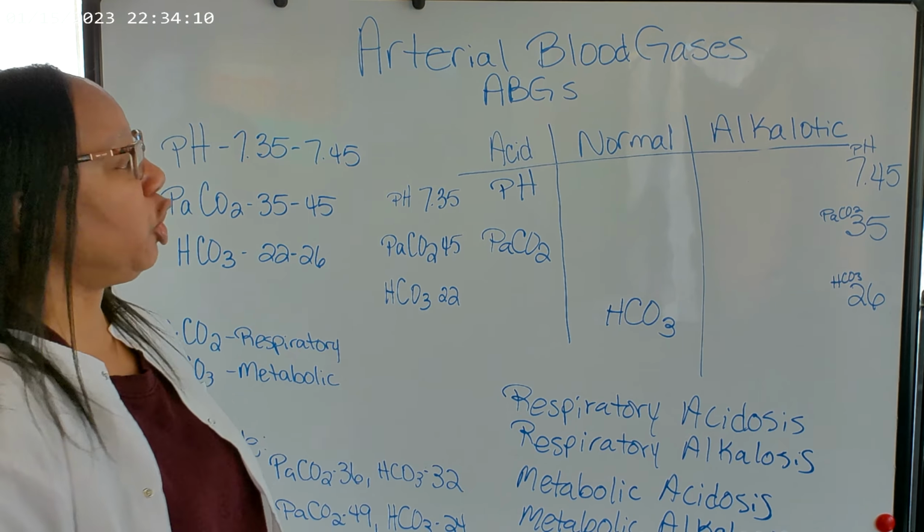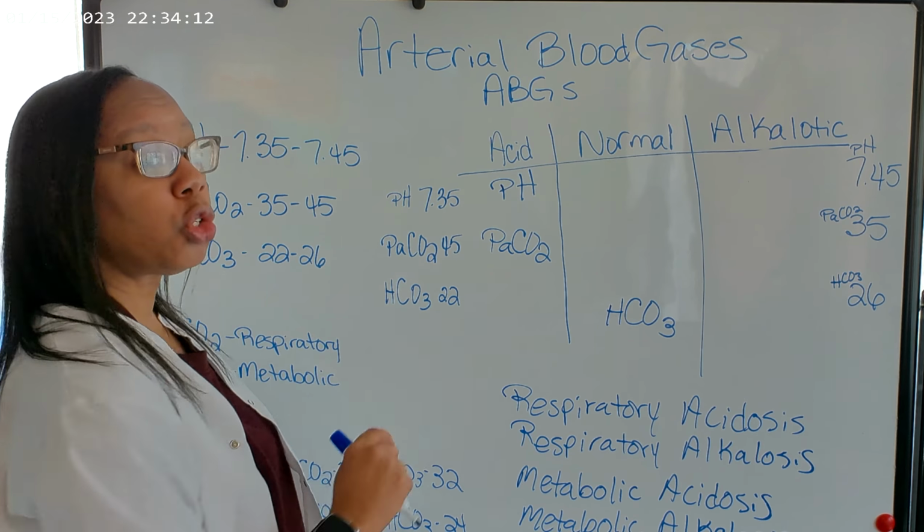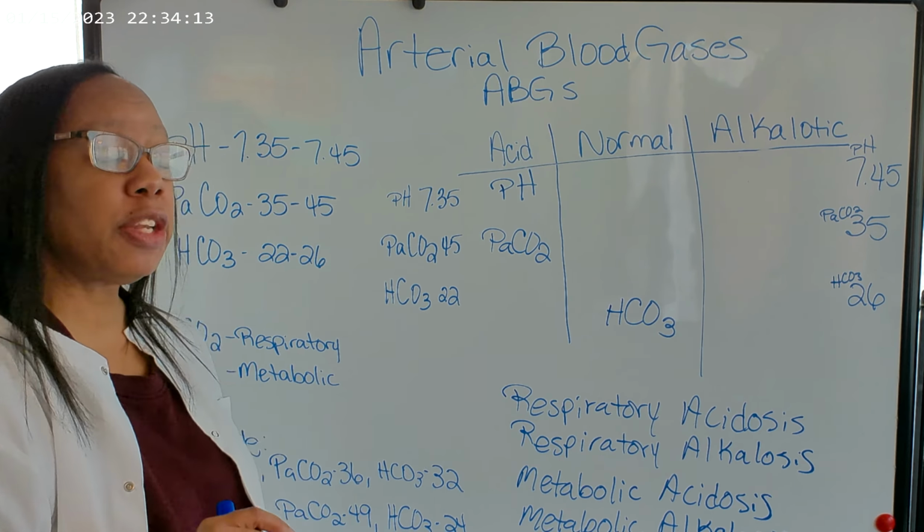So which one matches our pH? The CO2 matches our pH. If our issue is with our CO2, remember we said it's a respiratory issue. So now we know we're in one of these, a respiratory issue. Is it acidic or alkalotic? It's on the acidic side. So our answer is going to be respiratory acidosis. Respiratory acidosis, that's our answer.